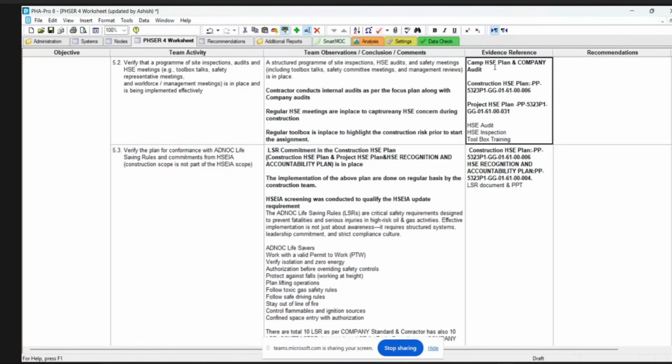Okay, we have a construction HSE plan for it. And then HSE audits, we have already mentioned it. Safety meetings, that is a toolbox talk. Yes, for toolbox talk, we have toolbox training. Okay, these things are okay.